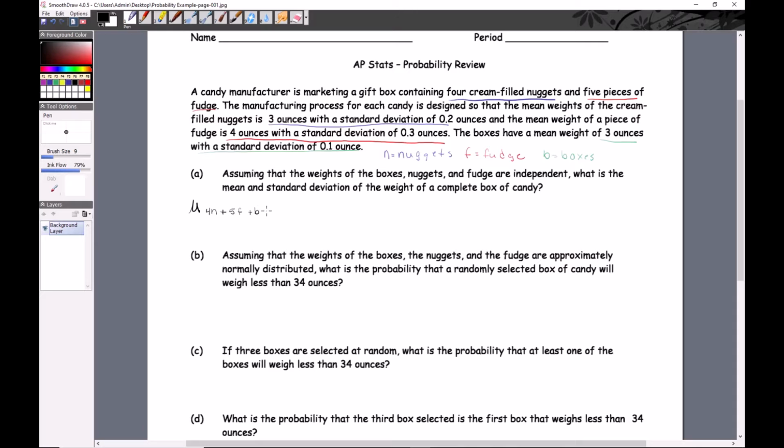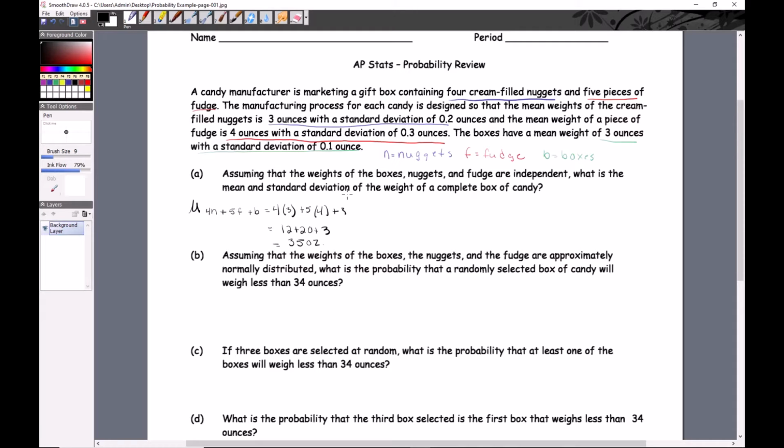And we can go ahead and use rules for means on this. So this will be 4 times, let's see, the cream-filled nuggets are 3 ounces, so 4 times 3 ounces, plus 5 times 4 ounces for the fudge, and then plus 1 times your box, which is 3 ounces. So that'll be 12 plus 20 plus 3, that should be 35 ounces. All right, now that's going to be the easy one.